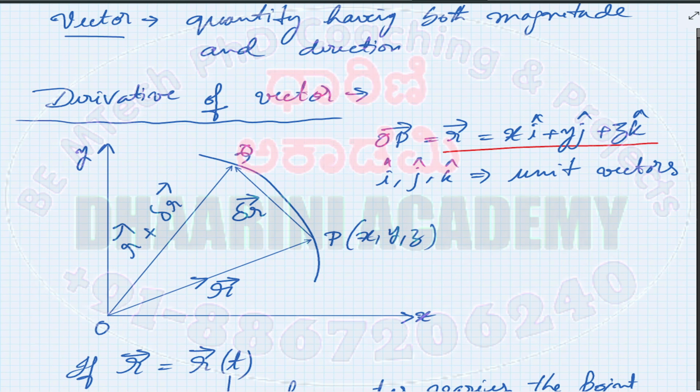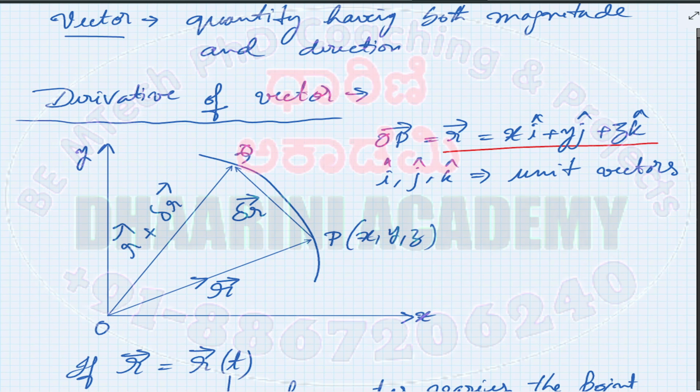Now let us assume that I have a curve, on which P and Q are two points. If I want to consider the point Q, then I need to move from P to Q in a specific direction. That direction is indicated by a vector, which is delta R. Now from the basics of vector addition, if you have a vector R and to that you add another vector delta R, you reach the point Q, which is nothing but R plus delta R.